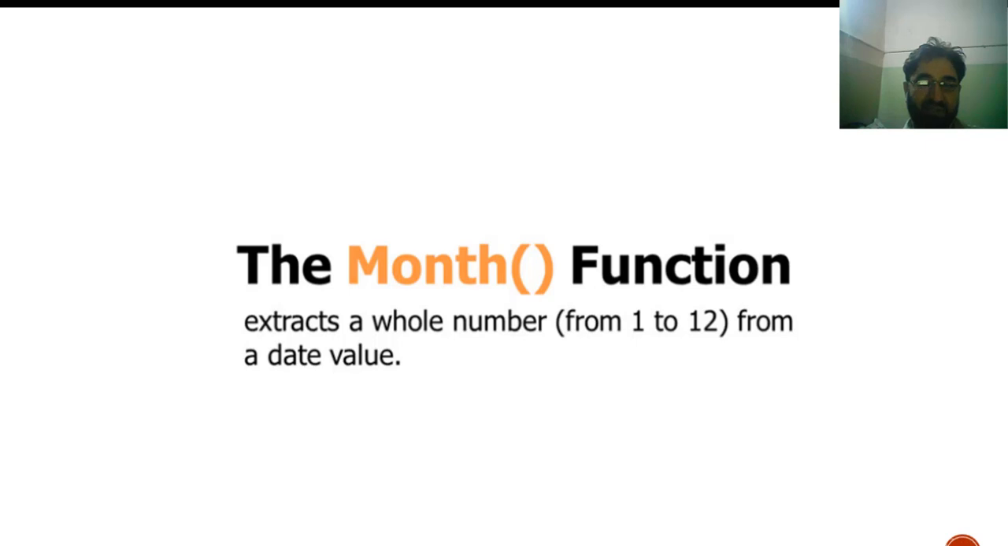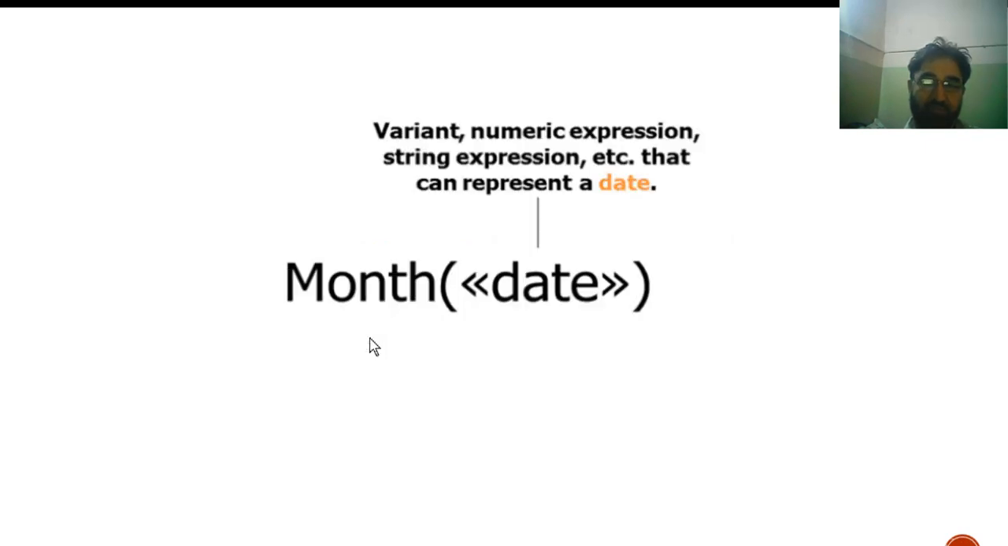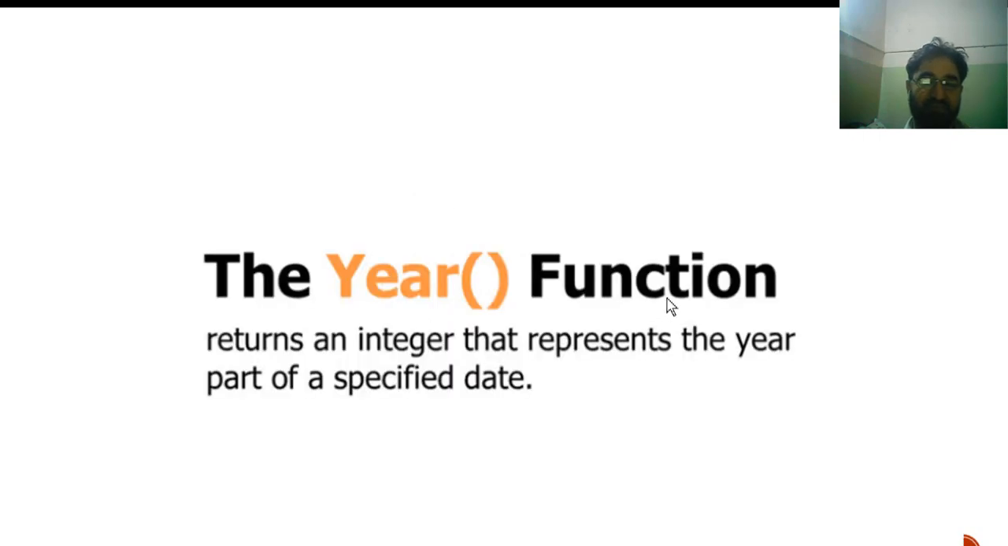The month function extracts a whole number from 1 to 12 from a date value. The argument can be a variant, numeric expression, string expression, etc. that can represent a date. The year function returns an integer that represents the year part of a specified date. There are a lot of other functions whose definitions I have given during the lesson. So let's move to the lesson and practice this in Microsoft Access.